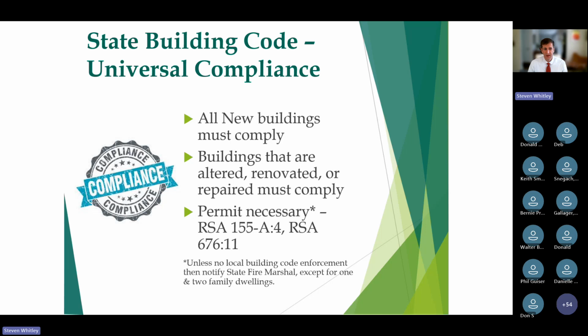All new buildings have to comply with the state building code, regardless of what your local community does. They apply at the state level. In addition, buildings that are altered, renovated, or repaired also need to comply. In some communities, you need a permit to evidence that you comply with this, but maybe not every single one of them. Even if you don't need a permit, though, you have to comply with the state building code.